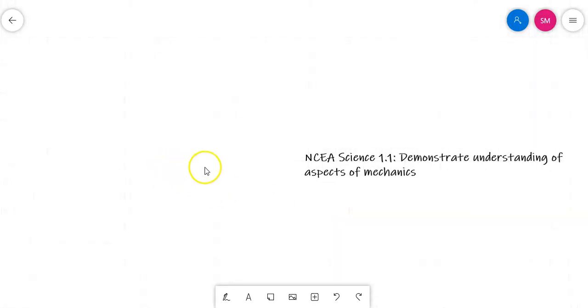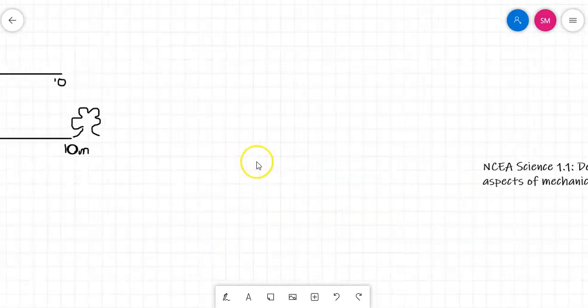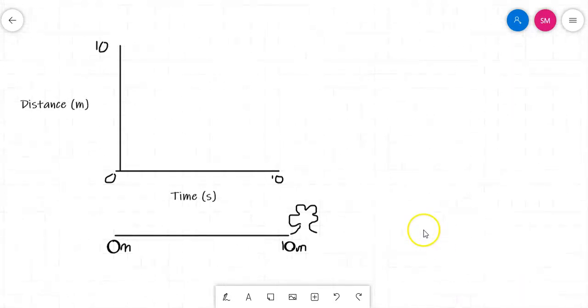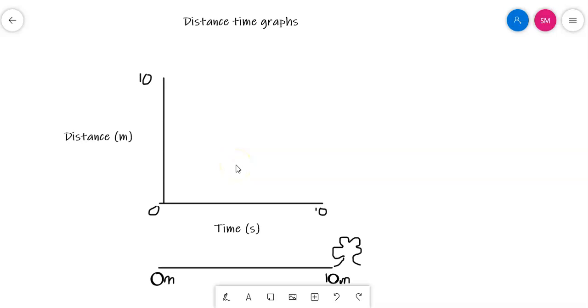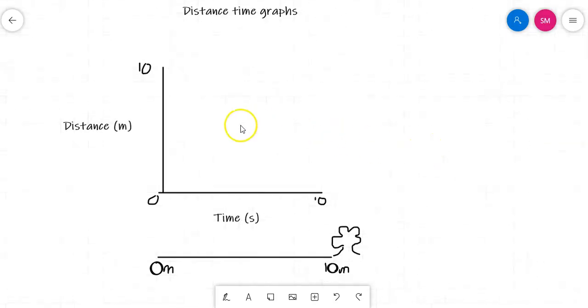This is very common to occur in NCEA exams, that there will be a graph shown and we need to interpret the graph either by using calculations or describing the motion of something with the answers. We need to interpret a graph and write answers according to what the question is. So distance-time graphs, you'll see them with distance written on the y-axis and time written on the x-axis.